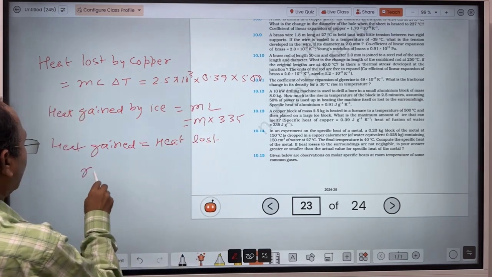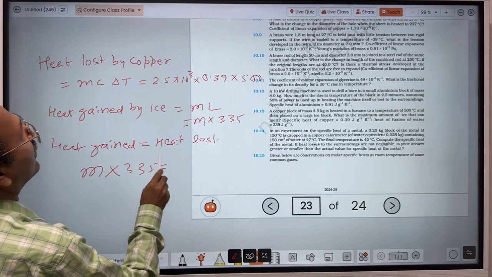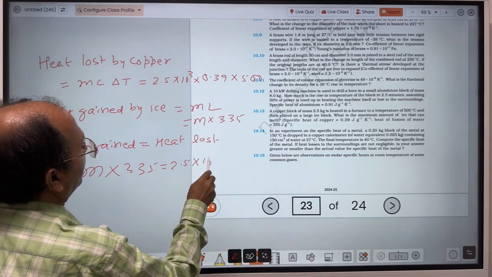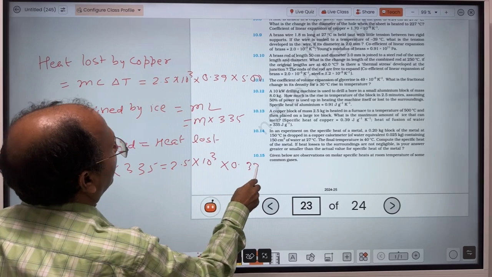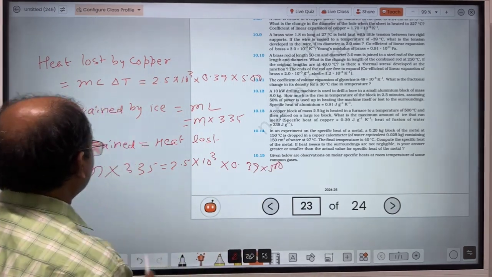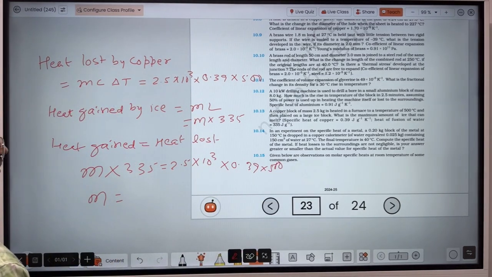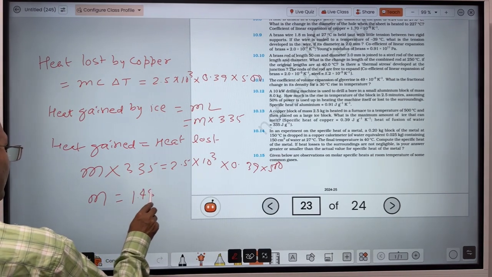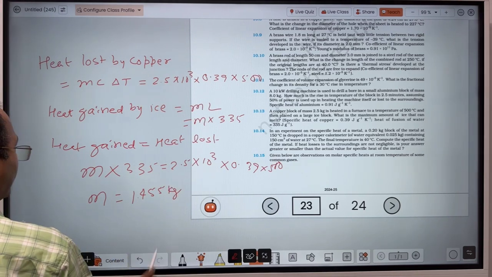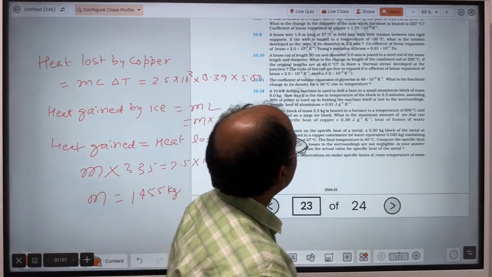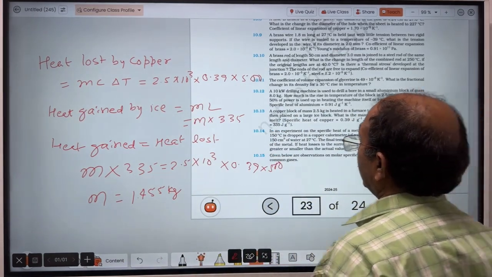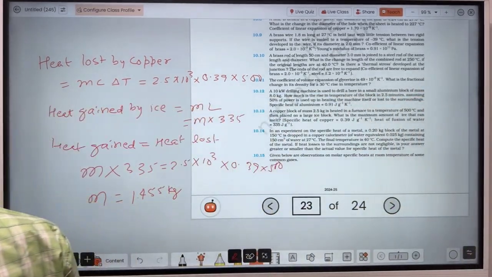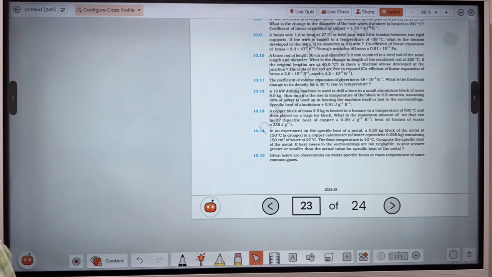Alright. So we can say m into 335 is equal to 2.5 into 10 power 3 into 0.39 into 500. Now what all is left? You have to find out what is m. So think 1 minute, just divide it. So it will come out to be around 1.455 kg, right? I think you have understood the concept of calorimetry is put into use to solve this problem. Now, next question.